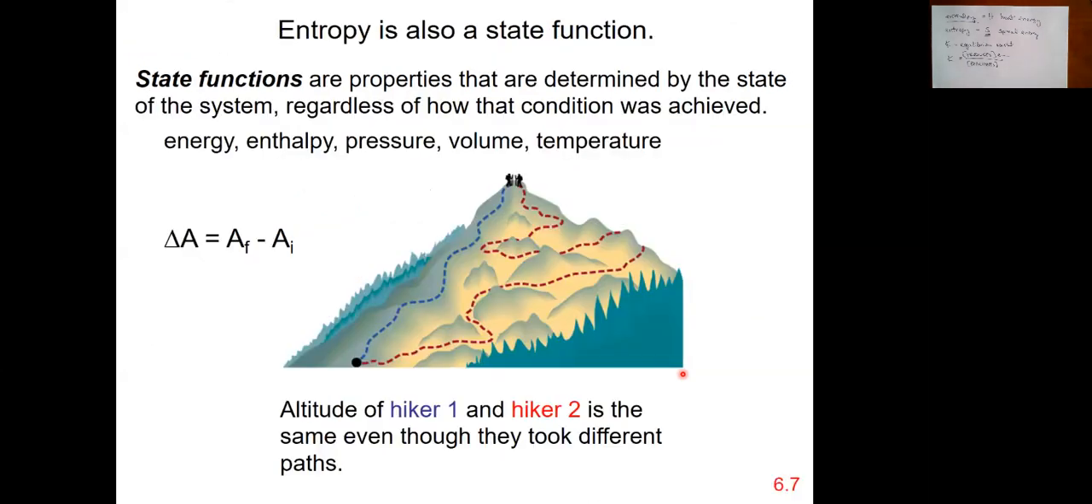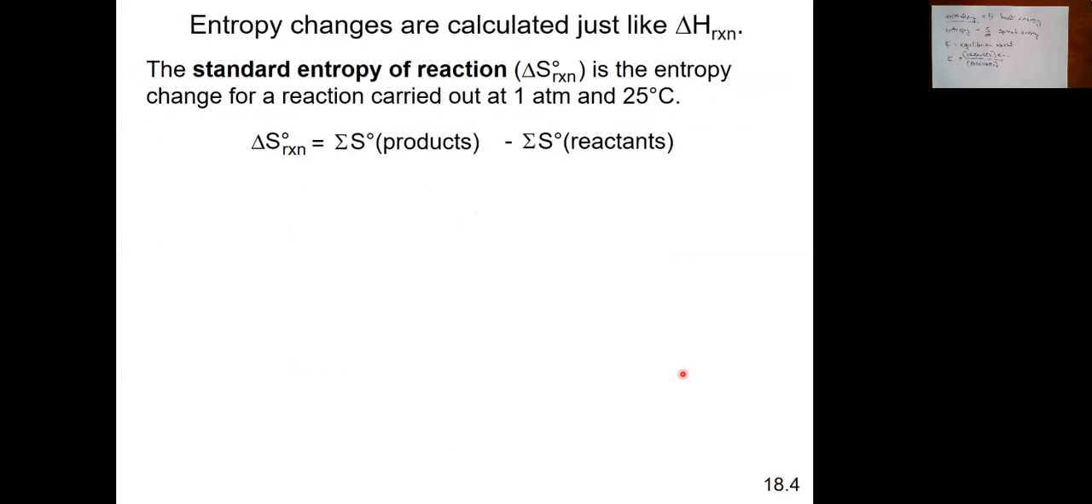So entropy is a state function. What the heck is a state function? A state function says it doesn't matter how you got there. It matters that you start and end in the same place. So if you're climbing that mountain and take the blue path or the red path, you might have expended a different amount of work, but the energy change was the same from the beginning to the end. So energy, enthalpy, pressure, volume, temperature, and entropy are all state functions. Doesn't matter how you got there. It matters that you start and end in the same place.